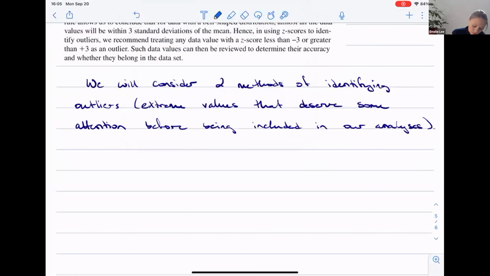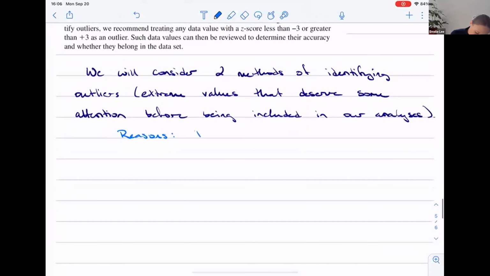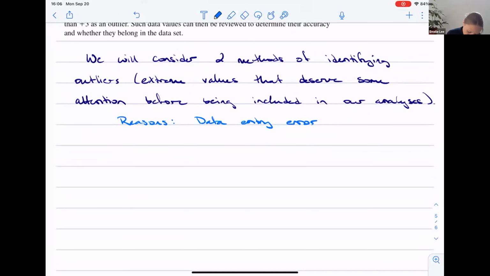Okay, so the reasons might be, just to list a few to get you going: some of those reasons that I mentioned would be data entry error. You could either fix it if you can go back and see what it should be. It could be just from another population.